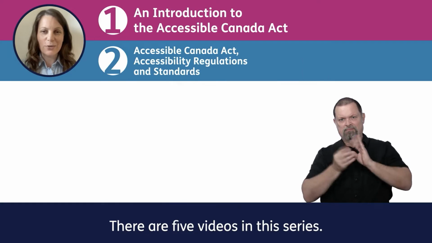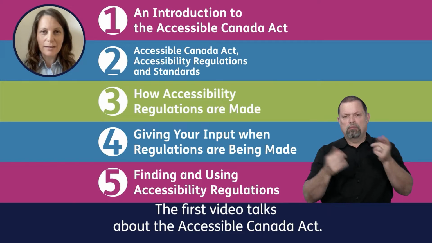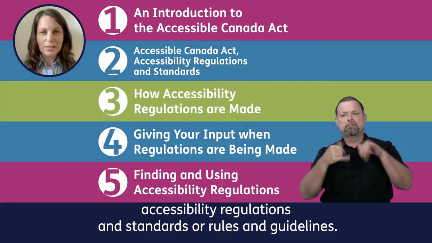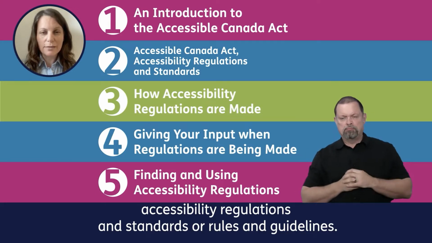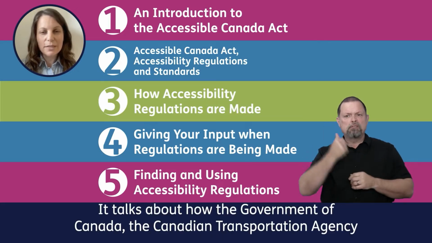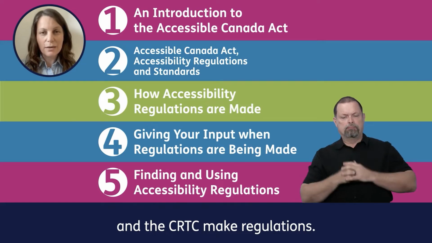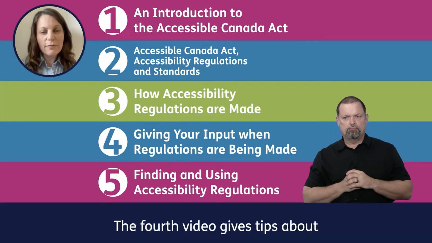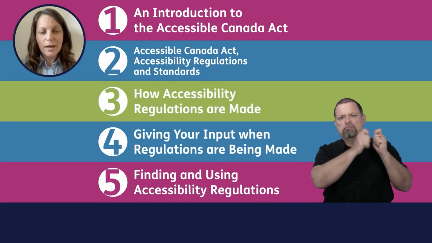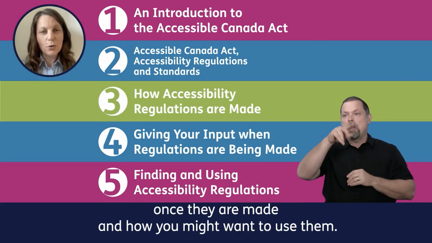There are 5 videos in this series. The first video talks about the Accessible Canada Act. The second video is about accessibility regulations and standards, or rules and guidelines. This is the third video in the series. It talks about how the Government of Canada, the Canadian Transportation Agency, and the CRTC make regulations. The fourth video gives tips about how you can give input when new regulations are made. And the fifth video is about where you can find regulations once they are made and how you might want to use them.